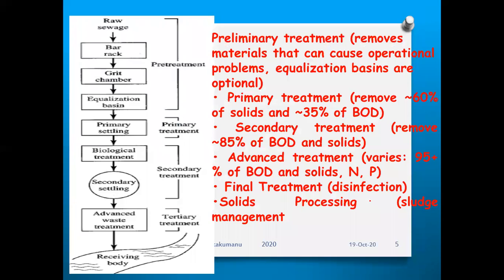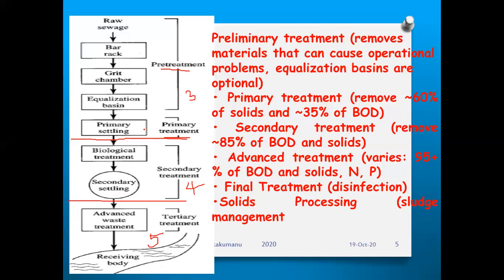So in this fourth unit, we will discuss mainly the secondary treatment process. Till unit 3, we have discussed the pre-treatment or preliminary treatment process and the primary treatment process. Up to here we have discussed in unit 3. Now this one is unit 4, and this one is unit 5.